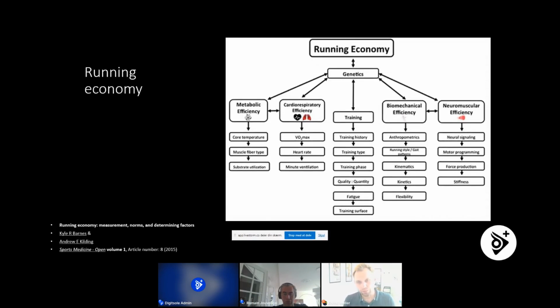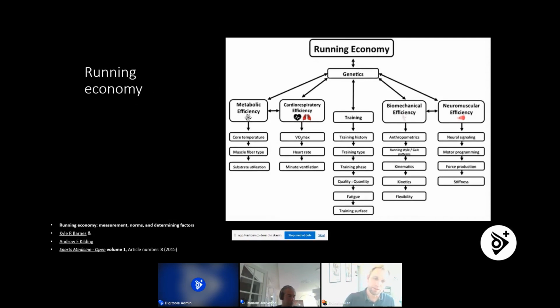So when we look into that from a general perspective, Kyle and Barnes and Kidding made this nice diagram a few years ago in 2015, and it says that running, in this matter also gait economy, is primarily based on how you're put together, like from the genetics. So we have our genetic pool that we are given from birth, and within that we have some metabolic efficiency. That is how our core temperature is, the muscle fiber type, the substrate utilization. These are things that we are born with, but we also can influence.